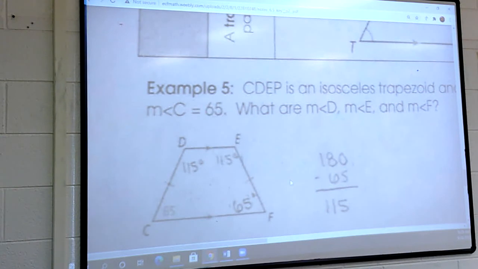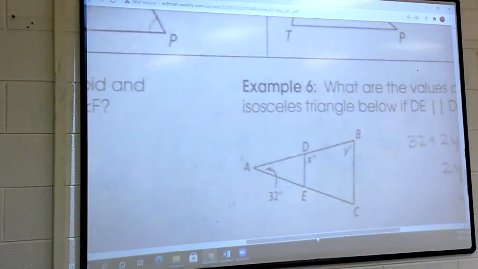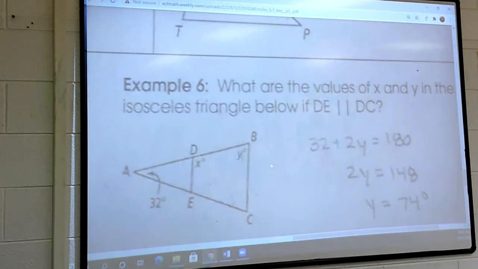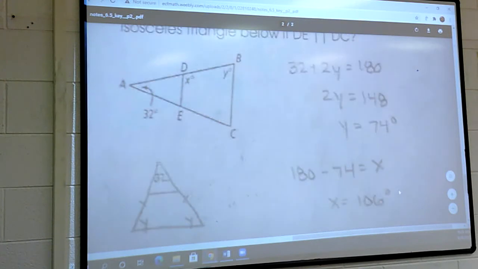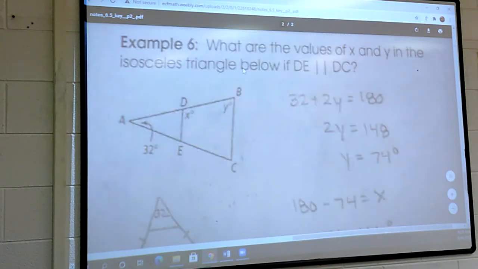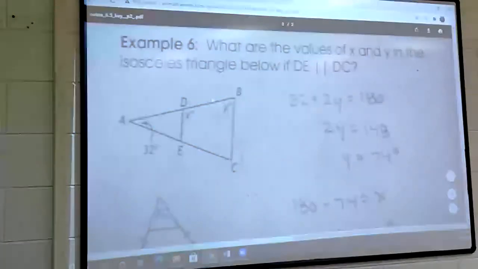It's a little bit trickier. It says, what are the values of x and y in this problem, which is kind of like a triangle there. It's an isosceles triangle. So notice what happens here. If you know the very top one is 32, then we're able to find x and y. So let me zoom out just a little bit. So in that very top one, we are able to find x and y. If we know that this is 32, then we know that these two angles have to be everything else.